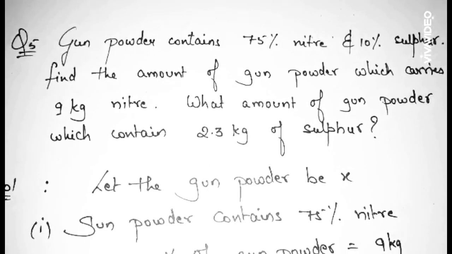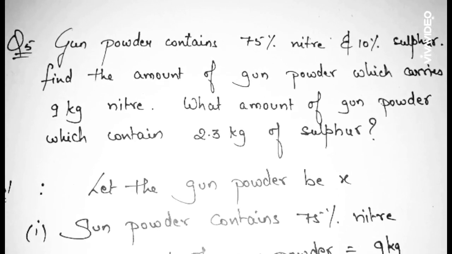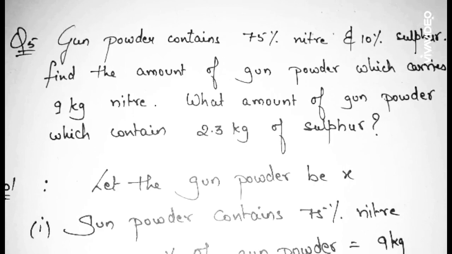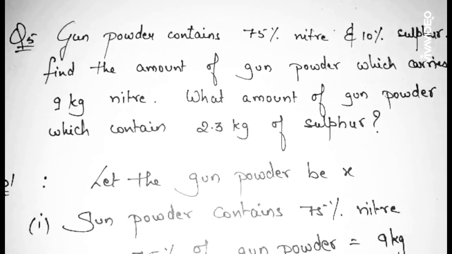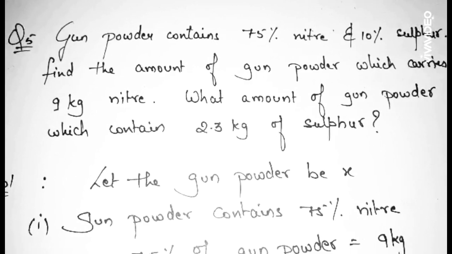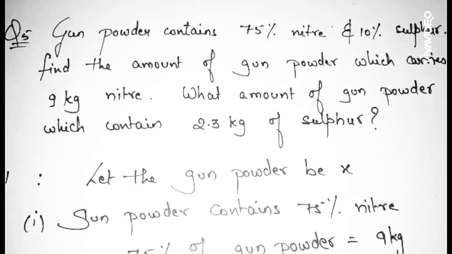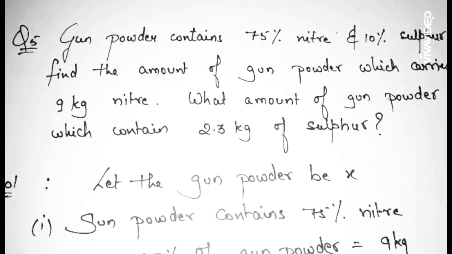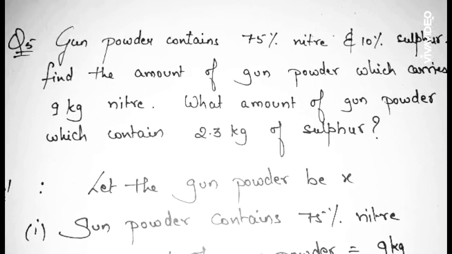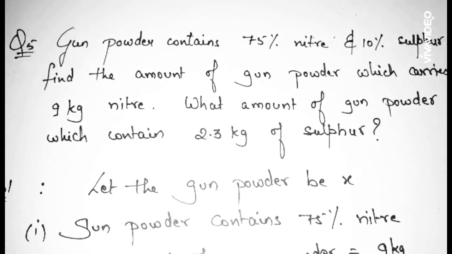We now see the fifth word problem. Gunpowder contains 75% niter and 10% sulfur. Find the amount of gunpowder which carries 9 kg niter. What amount of gunpowder contains 2.3 kg of sulfur? Now students, we need to break this question into two parts. First, find the amount of gunpowder which carries 9 kg niter, and the second part, what amount of gunpowder contains 2.3 kg of sulfur.